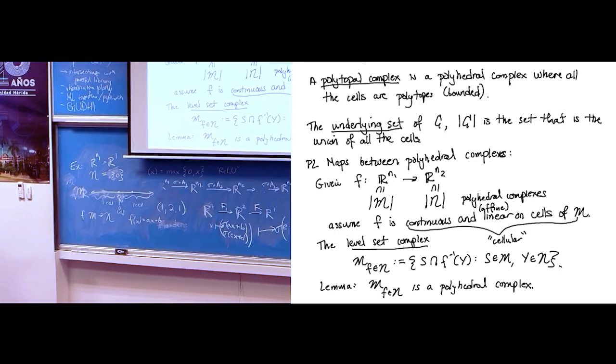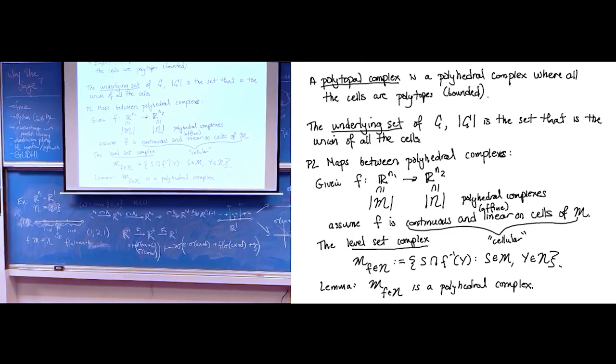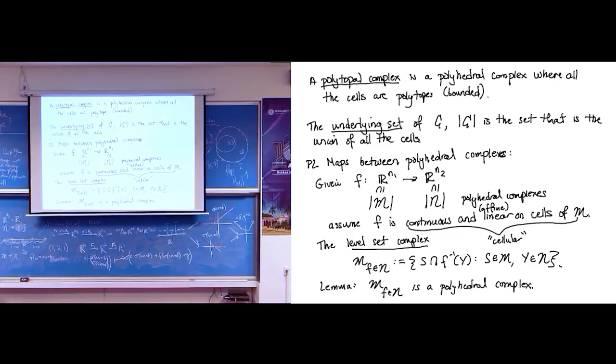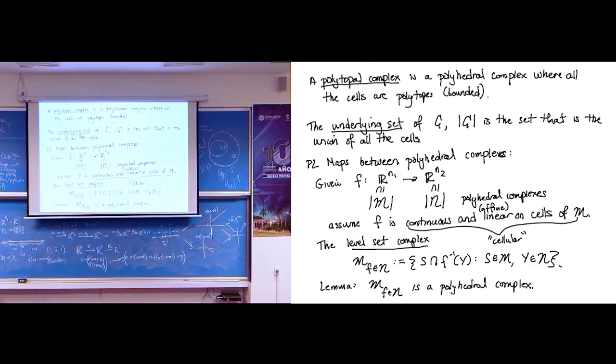Lemma: this thing is a polyhedral complex. Those 2 properties that characterized a polyhedral complex were that it contains all the faces, and that things intersect along full faces. So it's still true.